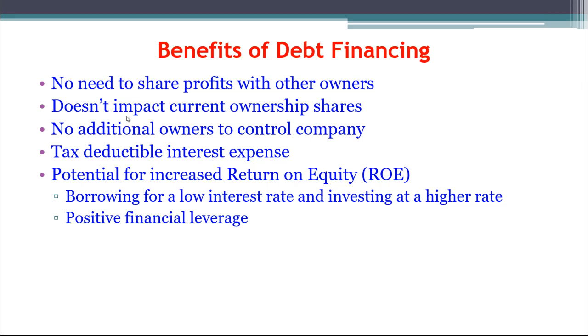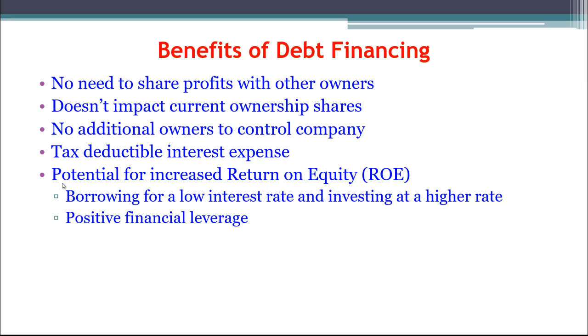It also doesn't impact the current ownership shares. It doesn't dilute those ownership percentages, anything like that. There are no additional owners that control the company. And the one big benefit of debt financing is that you have interest expense versus a dividend. Interest expense is a tax-deductible item, whereas a dividend is not even an expense at all. Dividends for stock are not an expense, and certainly not tax-deductible.